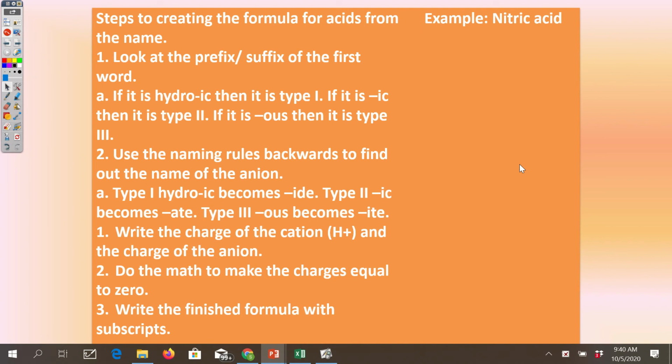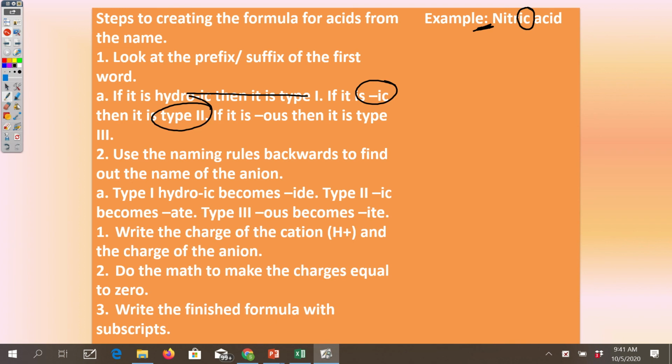All right, to create the formula from the name, we're going to work backwards. Look at the prefix and suffix of the first word. Nitric acid. Do we have a prefix? No. What is the ending? The ending is ic. So it's not hydroic, it is just ic. That makes it a type 2.